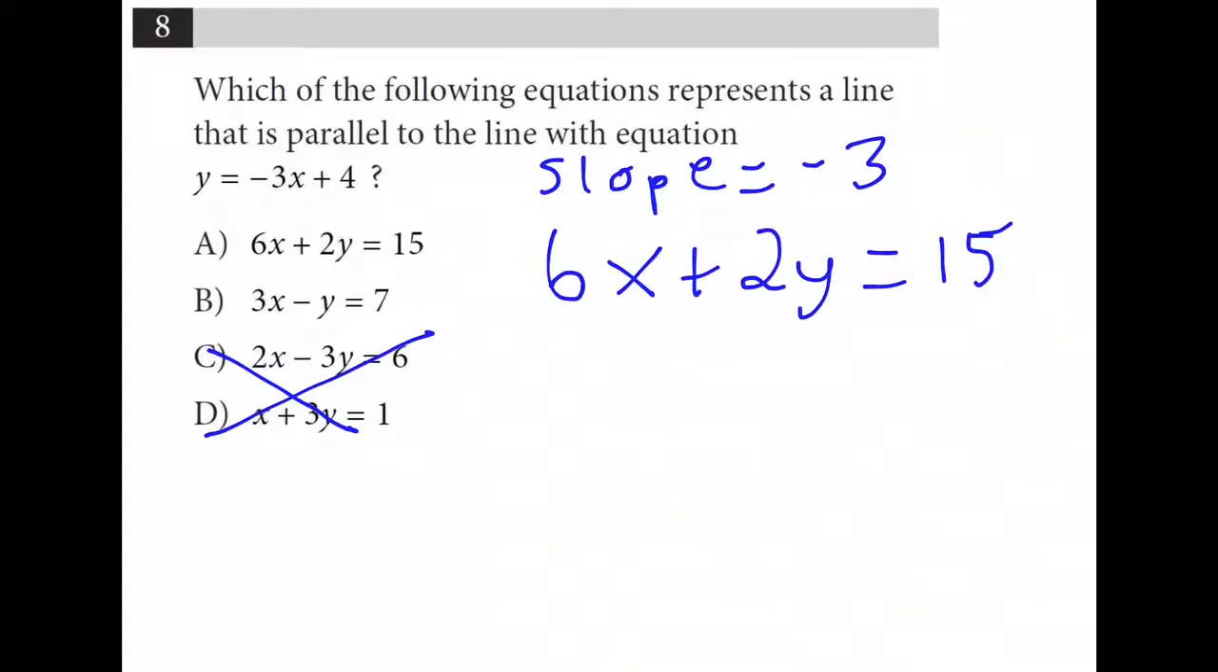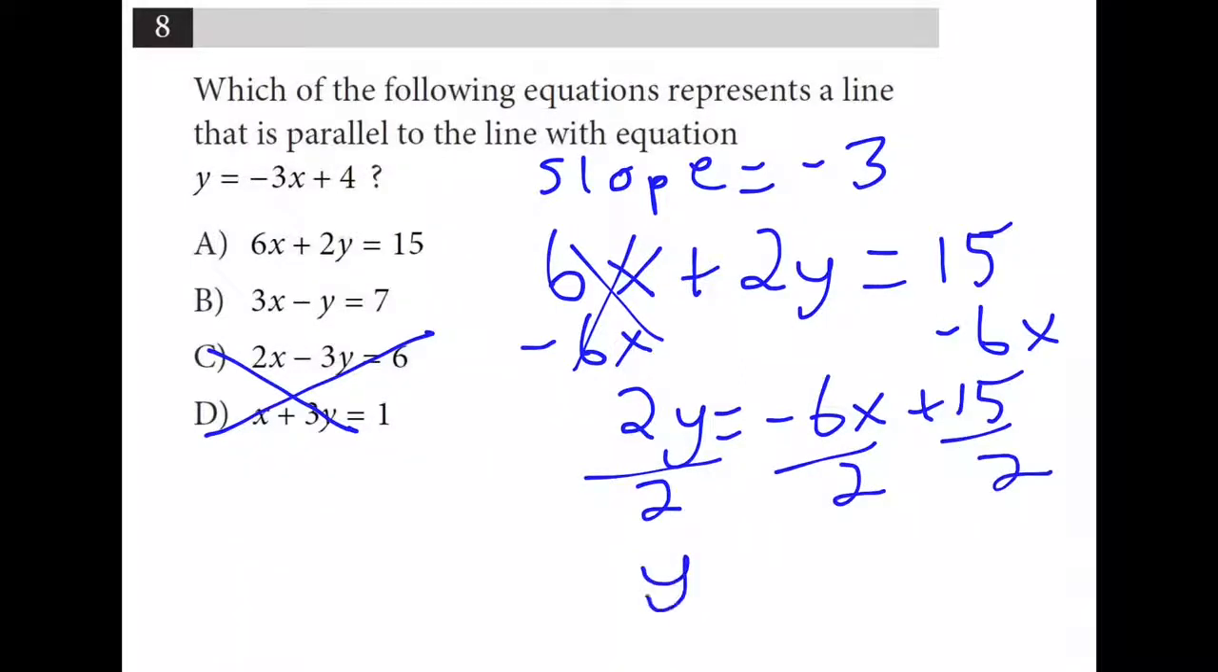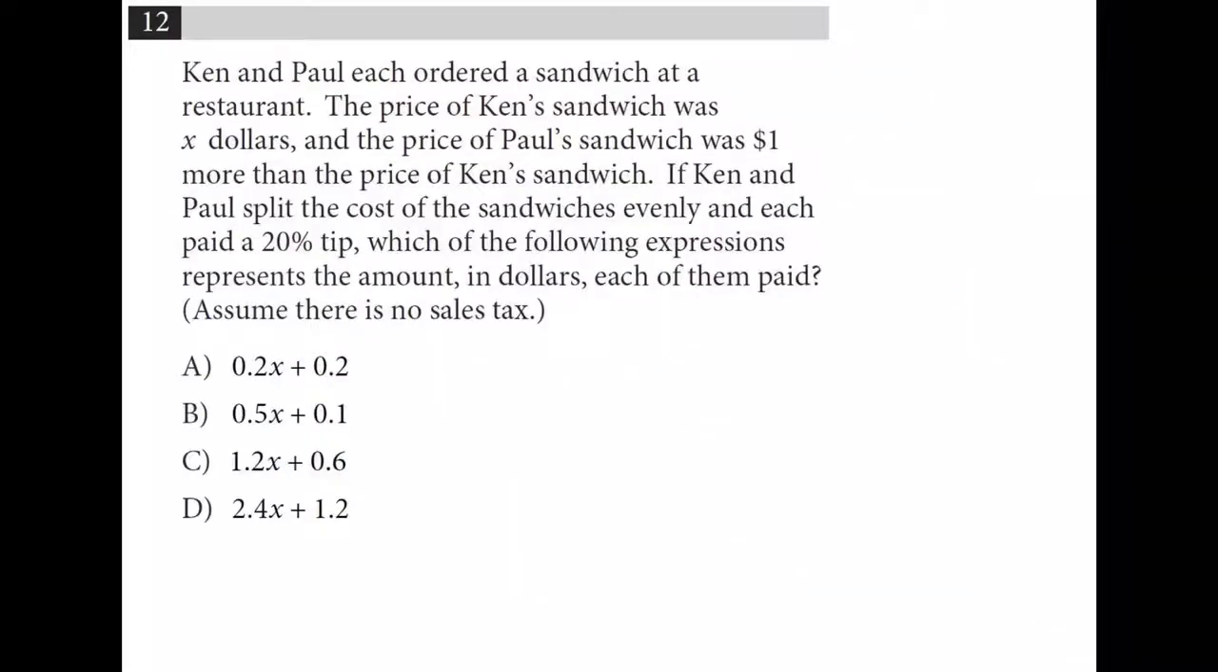If I start with 6x plus 2y is equal to 15, I can subtract 6x from both sides. Cancels out on the left. I have 2y is equal to negative 6x plus 15. And I divide all 3 parts by 2. And I get y is equal to negative 3x plus 7.5. There's the slope I wanted. That's the correct answer.